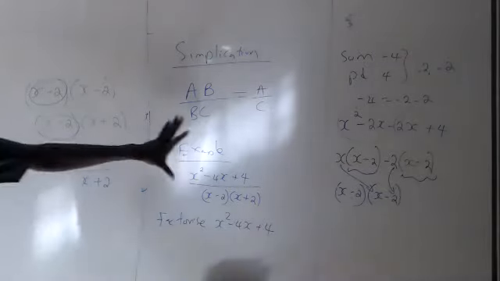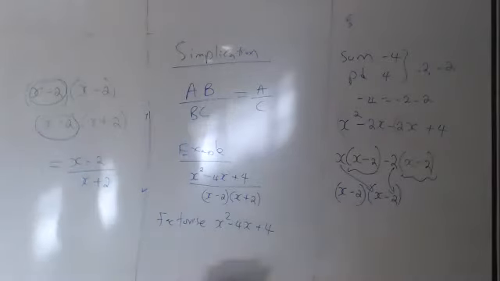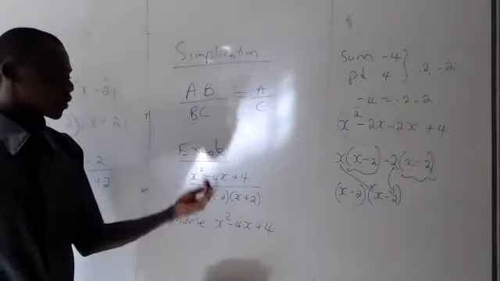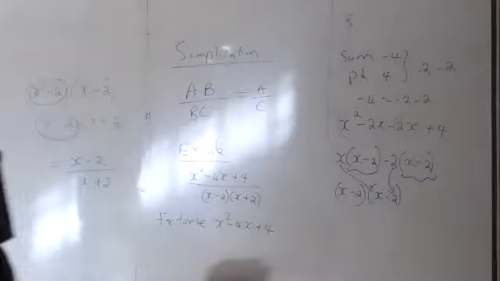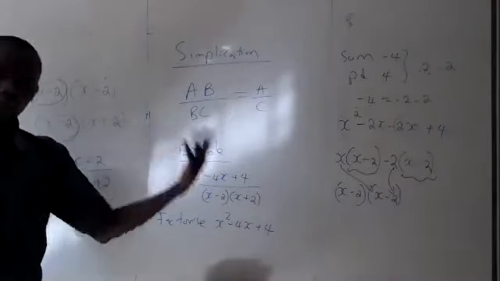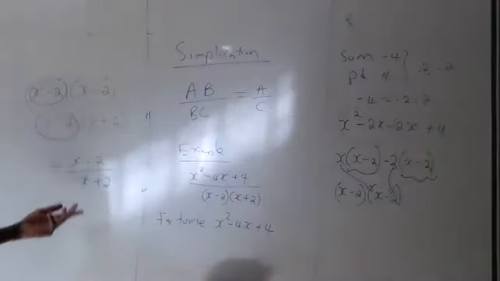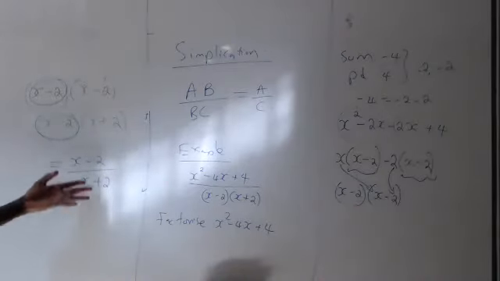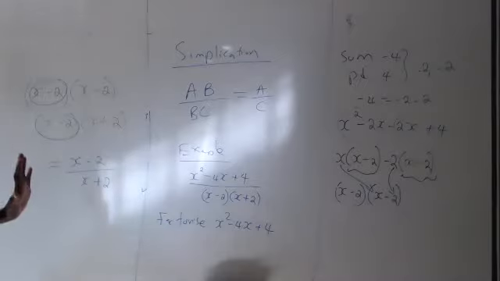So to simplify any rational expression, the idea is to factorize each of the terms. Factorize the numerator if it is possible, and factorize the denominator if it is possible, and then divide the common terms in the numerator and the denominator, and leave your answer as the simplest irreducible form. Is that clear?